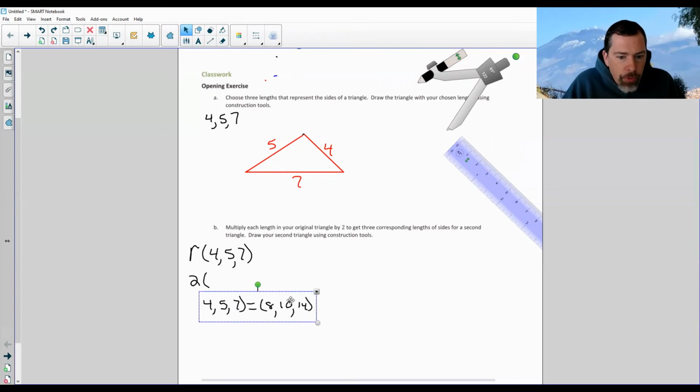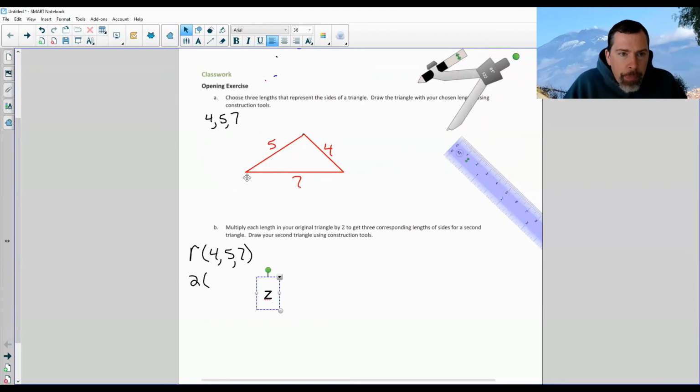So I'm just going to move this over here so it's not in the way. I have no idea what just happened there. Okay, hang on.